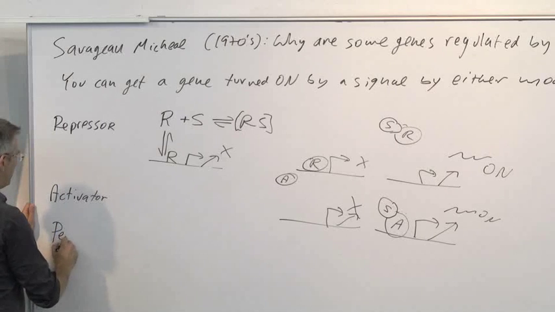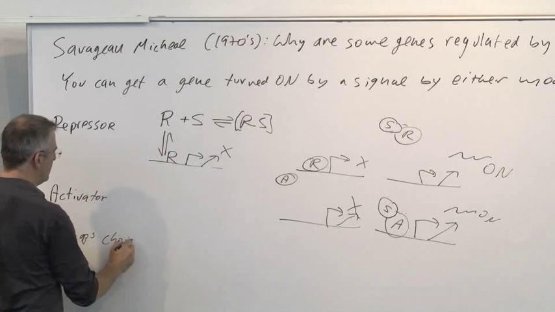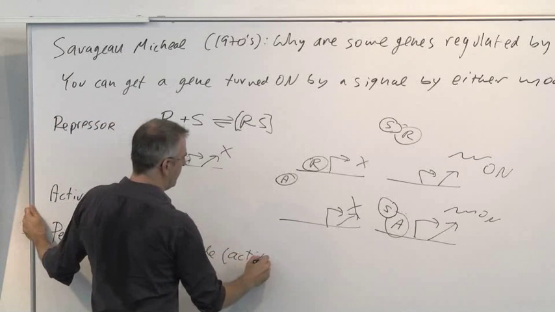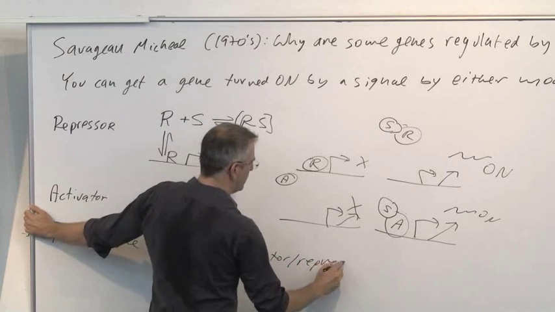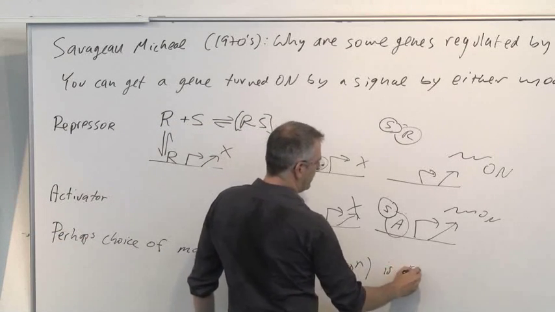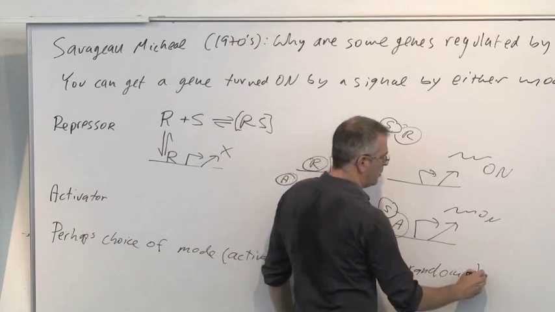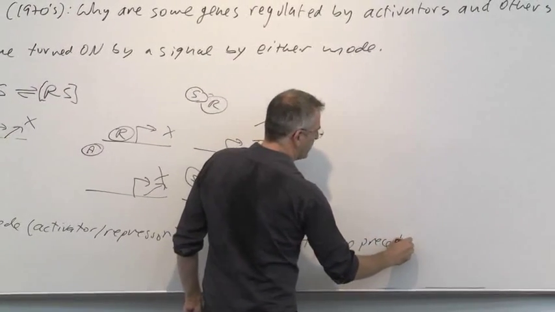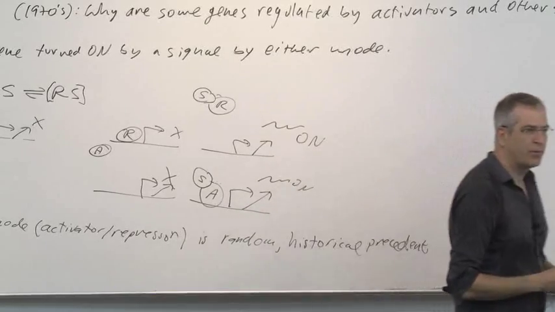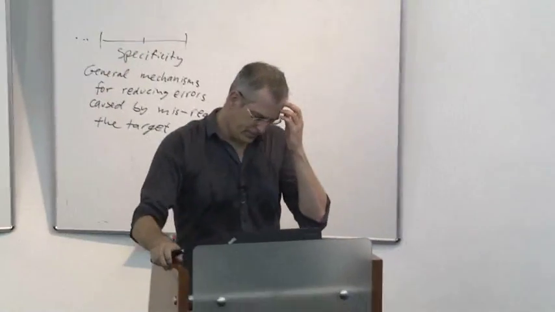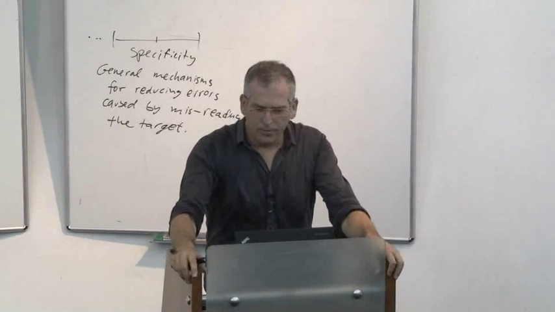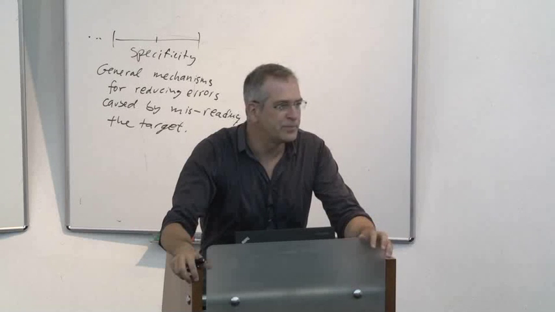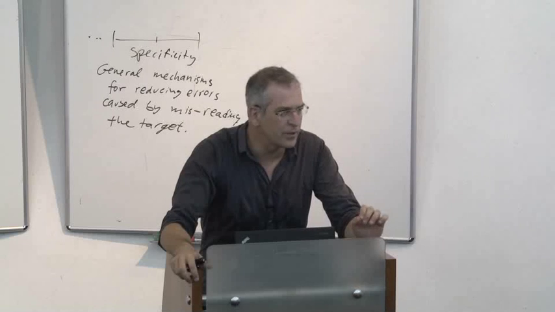You might think that perhaps the choice of mode, activator or repressor, is random or historical precedent, whatever happened to evolve first, right? That's certainly a hypothesis. But we don't want to resort to this hypothesis unless we have to. That's the philosophy, okay? So just think, what could be the difference?